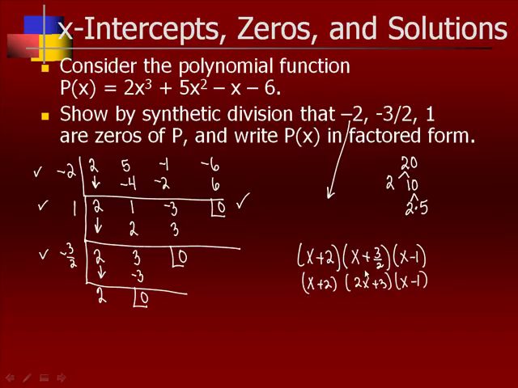Or sometimes what we do is we just say, if that's an x plus 3 over 2, and we know that the leading coefficient is 2, then we can just multiply the factored form by the 2. Okay, so either of these would be acceptable.